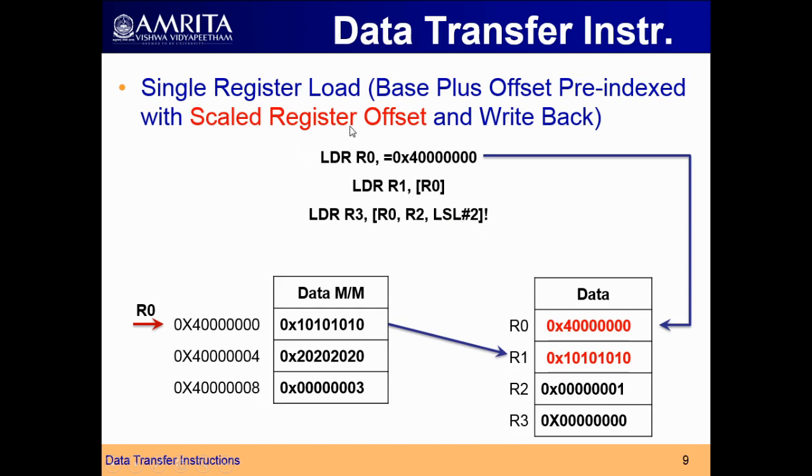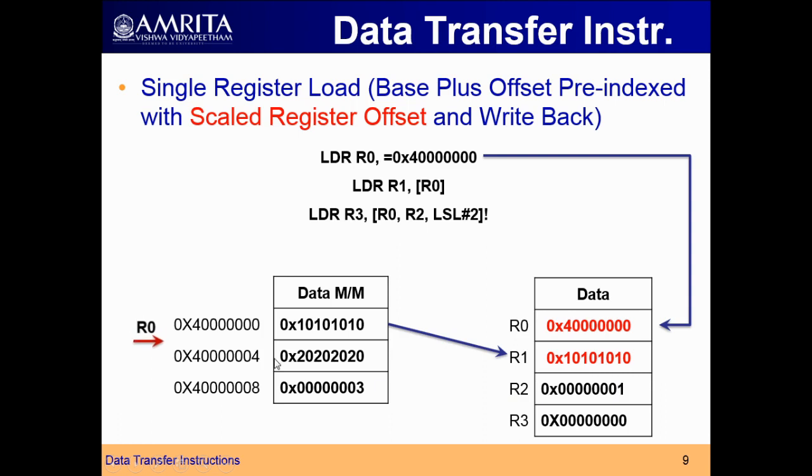So why is it known as scaled register offset? In our case, my offset value is present in R2. That offset value present in R2 will be left shifted by 2 units. That is why it is known as scaled offset. Whenever you are left shifting a value, you are actually scaling it, or multiplying it by 2. So in my case, what is the content of R2? 0001. My offset value is 0001. When I am left shifting this 1 by 2 units, what will you get? By 1 unit you will get 2. By 1 more unit you will get 4. So 1 left shifted by 2, you will get 4. So my offset value is 4.